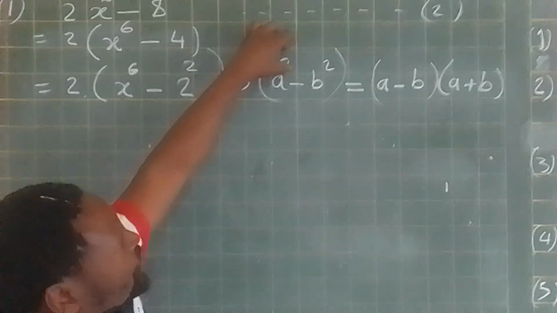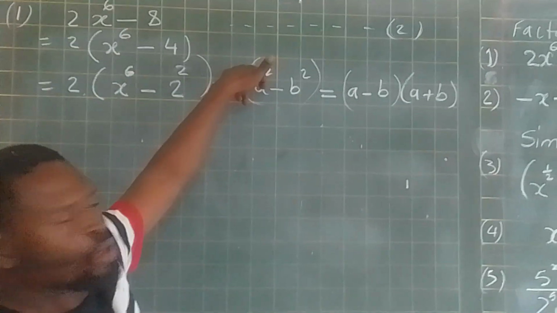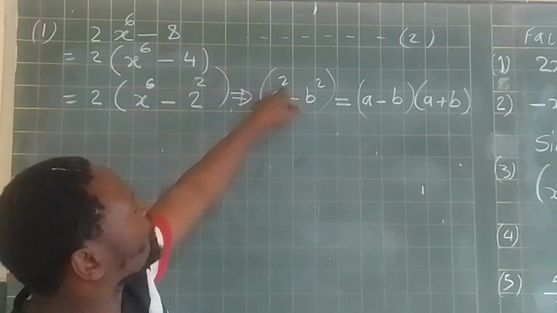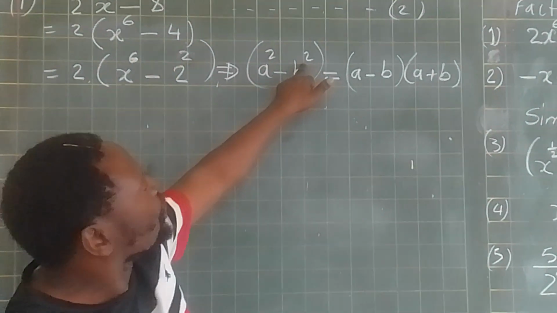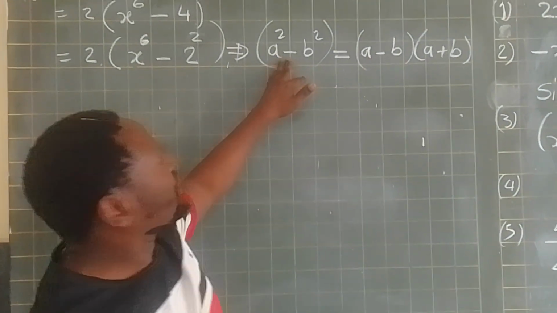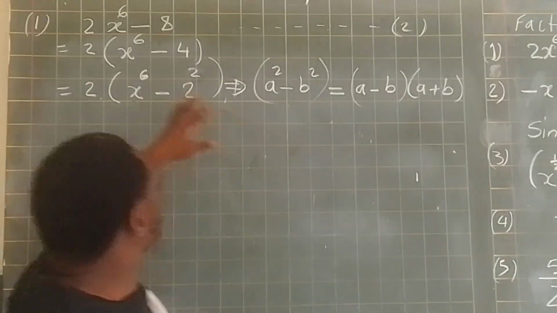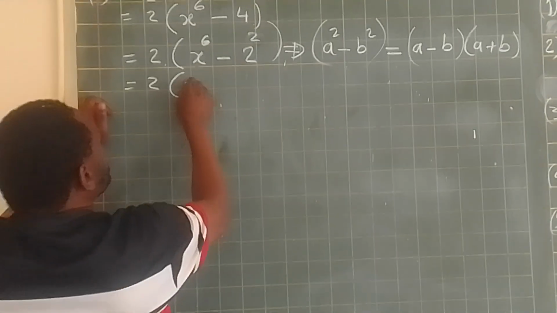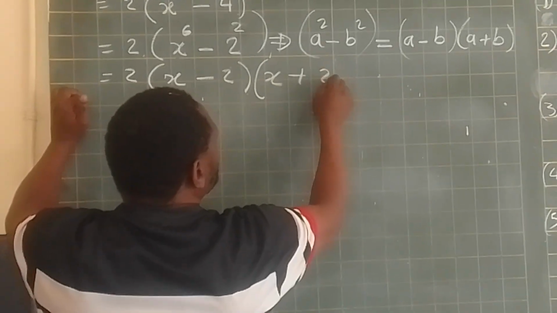What is happening? You check the exponent of a, you divide it by 2. You take the exponent of b, you divide it by 2. If you divide 2 by 2, you get a 1, but you don't write the 1. This is what I did. You simply keep the signs: it's minus and plus, it remains like that. So you do the same here. You put the 2 outside, then you say x minus 2, x plus 2.